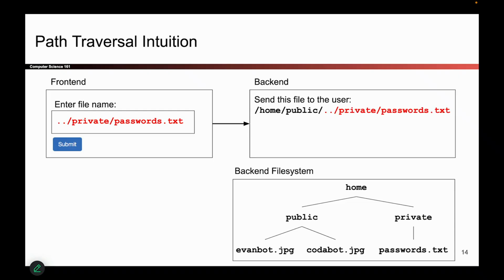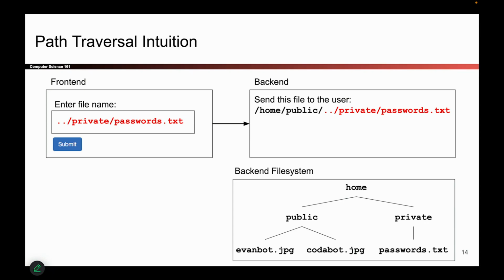Well, in that case, once again, the backend will start with /home/public, and it will substitute in whatever the user provided, which in this case is ../private/passwords.txt. We substitute that into the file path, and we figure out what file this corresponds to. Start at home, go to public, go back up, go down to private, go to passwords.txt, and now it looks like this backend is going to send the passwords file to the user.